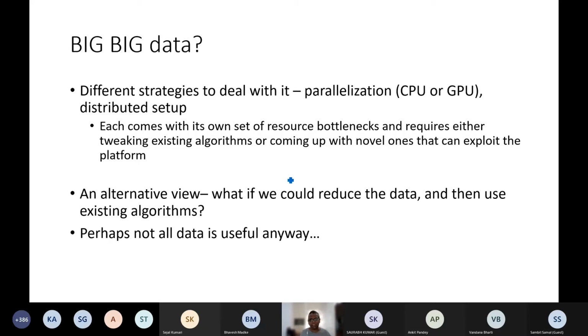If I have very large data, and I want to use it for a specific task, is it really true that most of the data is useful? That's the question that I'm going to ask. And if not, can I quickly figure out which subset of the data is useful and work with that?